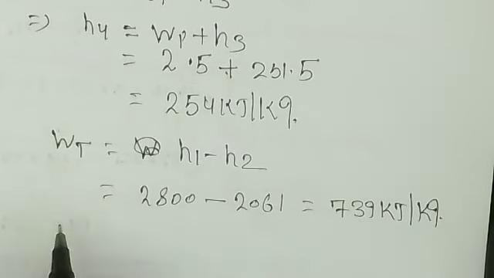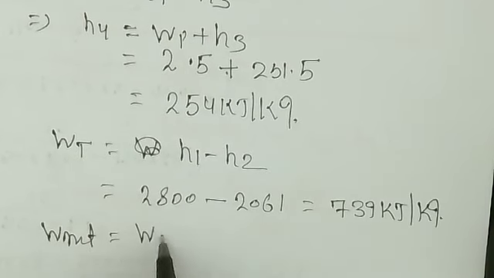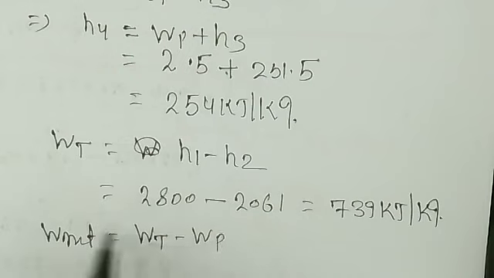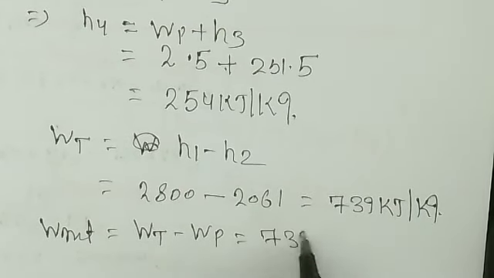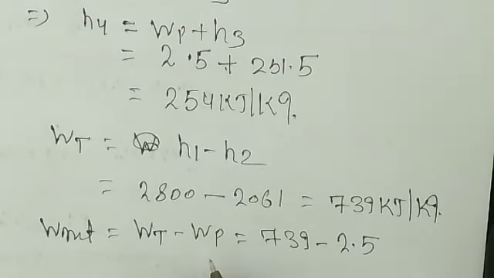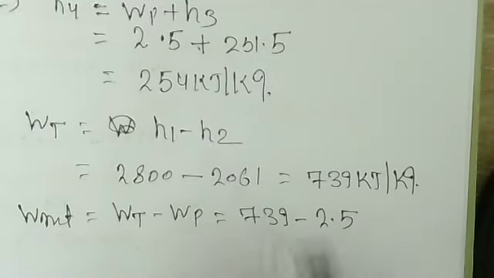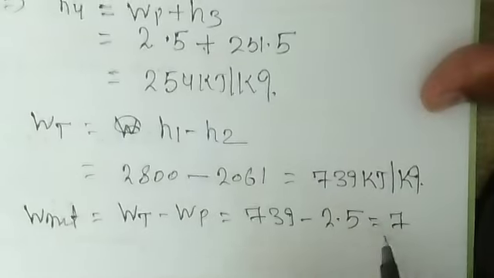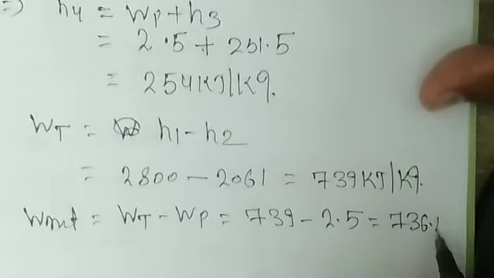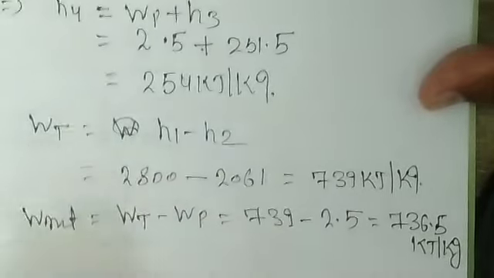Then you have to calculate the net work, that is W net is equal to what? Turbine work minus pump work. So how much is it? You can say turbine work is 739 minus 2.5. See how small the value is. So in most calculations we can neglect these values, right? So we got 736.5 kilojoule per kg, right?